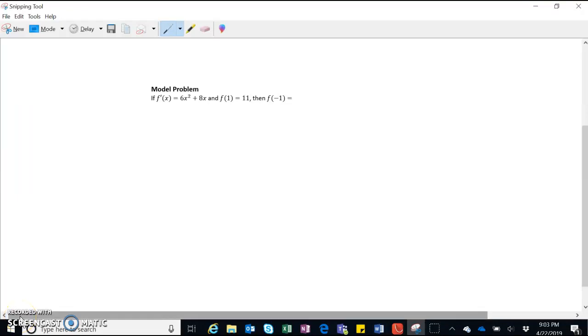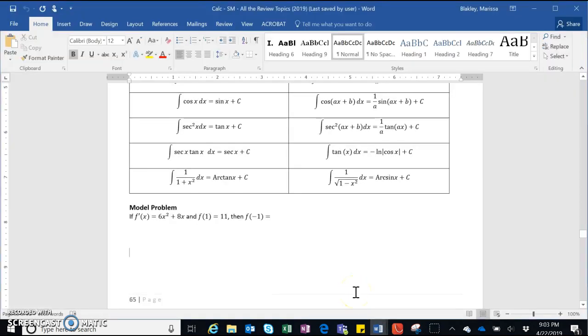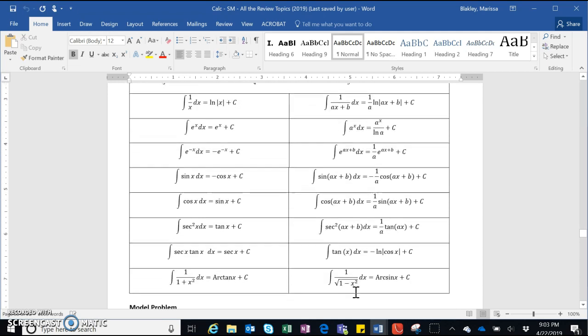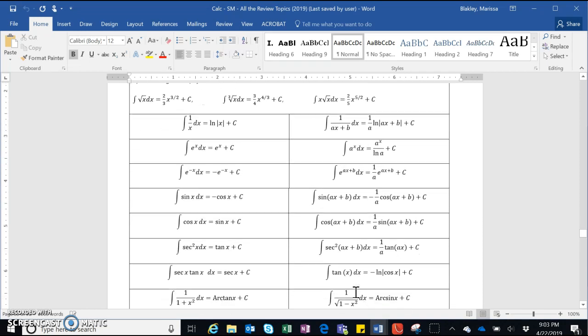Hi guys, I'm here on page 65 to go over a couple model problems with you on integration techniques. If you find your packet and go to page 65, you'll see that you've got all of the integration formulas that you need to memorize and have ready to use stored on a single page.